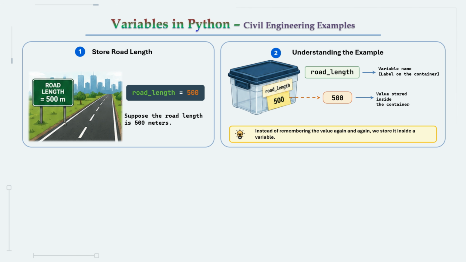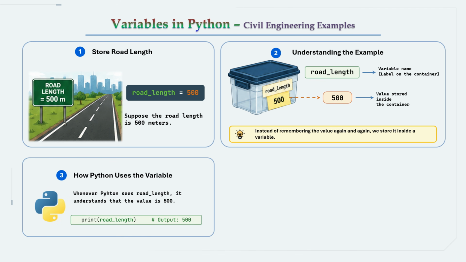Now you may ask, why do we use variables? Suppose you are working on a large engineering project. In that project, you may have many values such as road length, traffic count, bridge span, soil depth, building heights, and so on. It is difficult to remember all these values manually, so we store them inside variables. Variables help us to store data, organize data, and use the data again and again whenever needed.